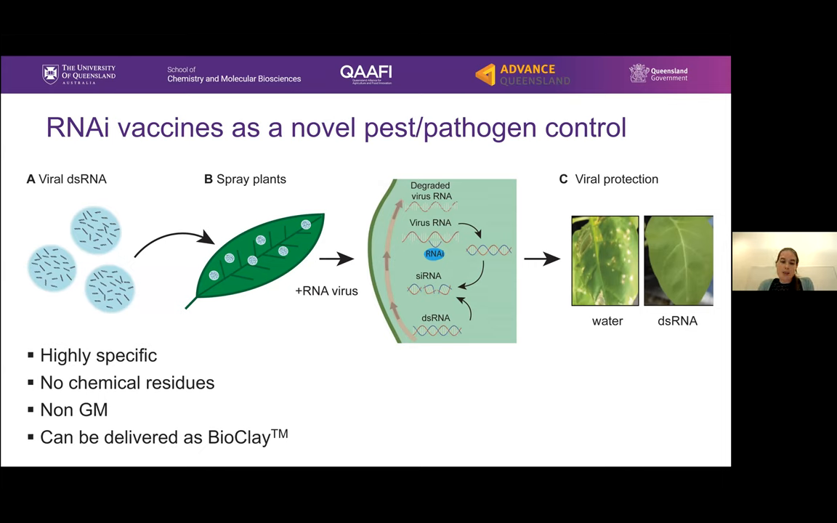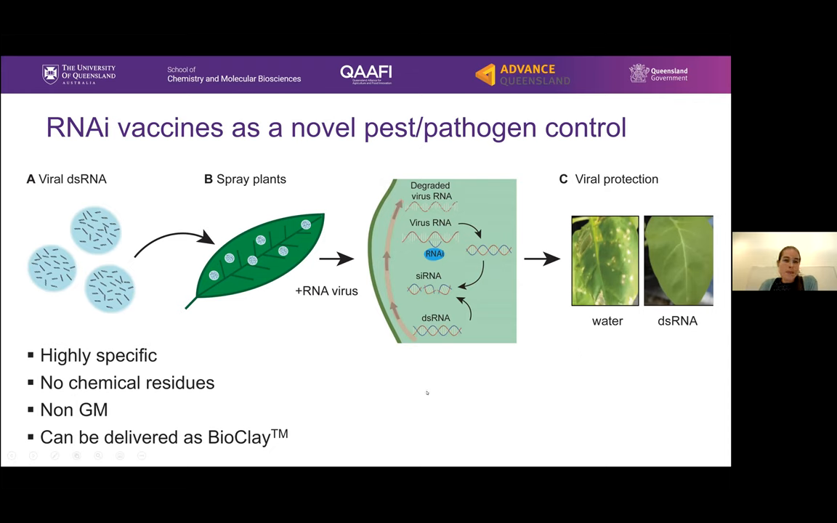So this is a natural cellular defense mechanism, which is highly conserved across eukaryotes, and basically involves double-stranded RNA being recognized as being foreign to the cell. And it's chopped up into small pieces of RNA, so these small interfering RNAs, which are then bound to protein complexes and they bind to any homologous RNA, in this case, the virus RNA, but it could be fungal messenger RNA, and target it for degradation. And this results in the plant being protected from disease.